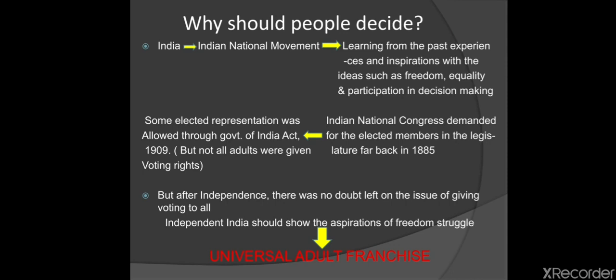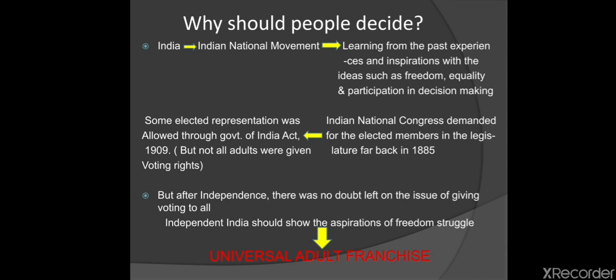Aspirations means the thoughts and ideas which we learned from the freedom struggle. Independent India should show the aspirations of the freedom struggle, the ideas which we cherished during that time, which we wanted to have. We wanted freedom, equality, and participation in decision making. During the freedom struggle we wanted these things very badly, and after getting the right to vote in independent India, these aspirations were shown.